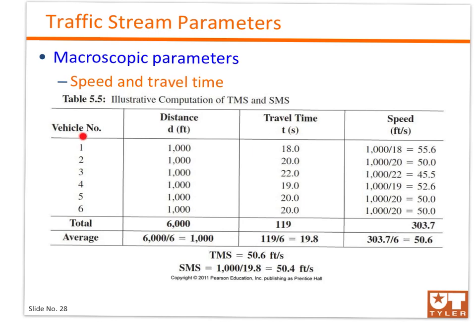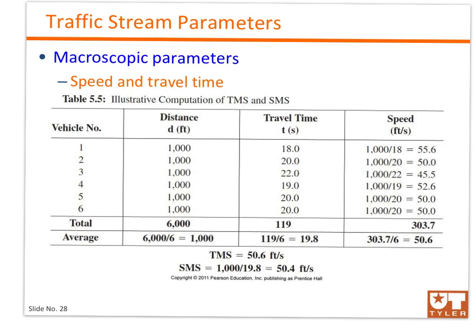Every vehicle, for example the very first vehicle, traveled 1000 feet in 18 seconds, and therefore the individual speed for vehicle number 1 is 1000 over 18 seconds, which gives a speed of 55.6 feet per second. Now vehicle number 2 passes the same exact distance in 20 seconds, so 1000 over 20, and that gives us 50 feet per second. All the way to vehicle number 6, which traveled the same 1000 feet in 20 seconds, and that's why the speed is 50 feet per second.